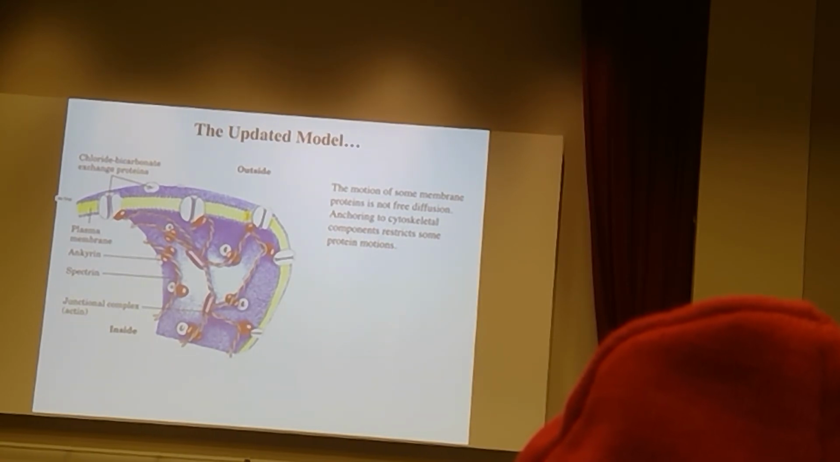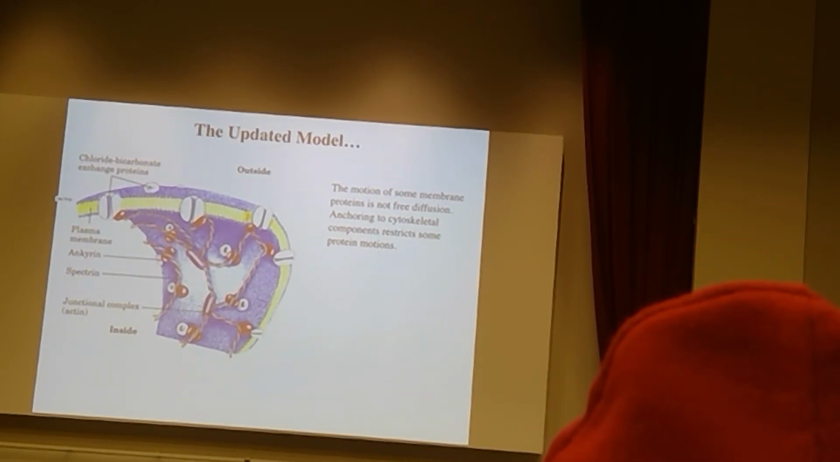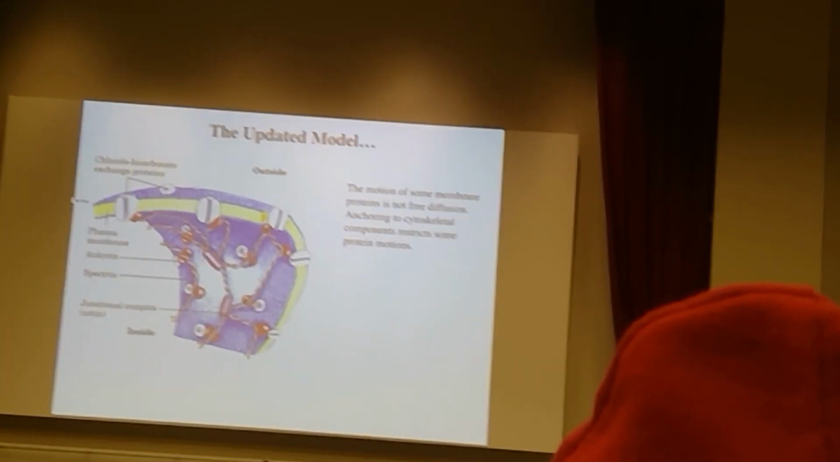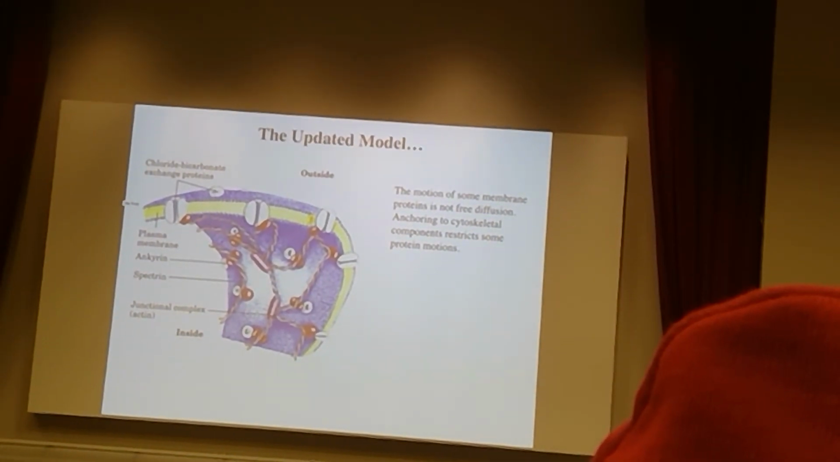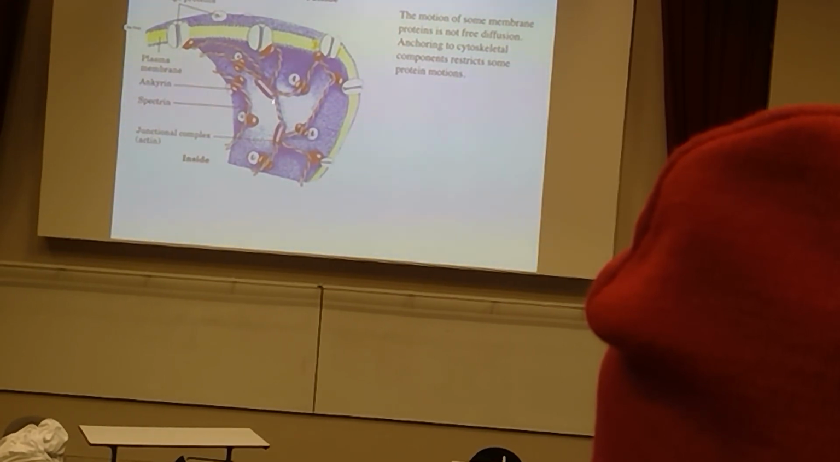We now have updated it. We still believe a large component of this fluid mosaic model, but we understand that it's not just free diffusion. The different components, especially the proteins, are not just wandering about willy-nilly. In many cases, they're kind of caged. So what's providing that caging?